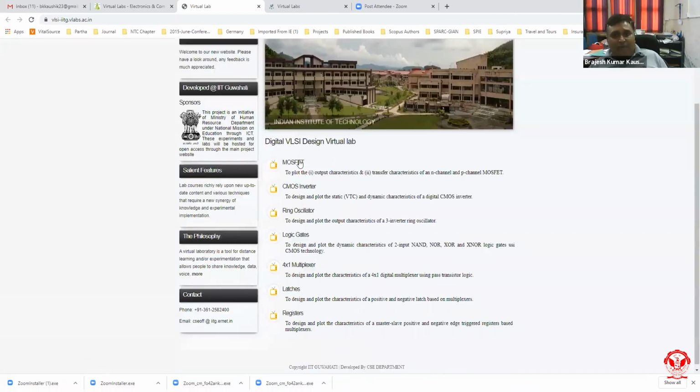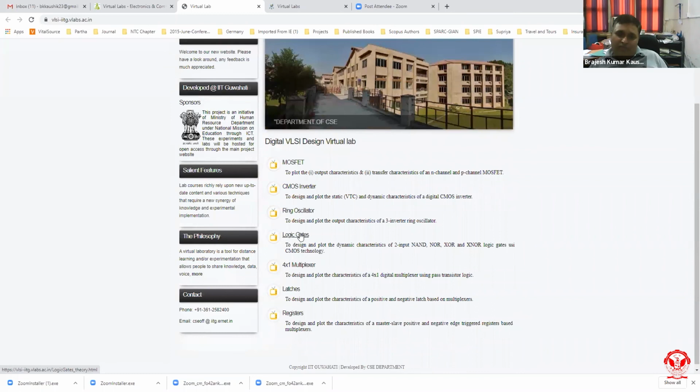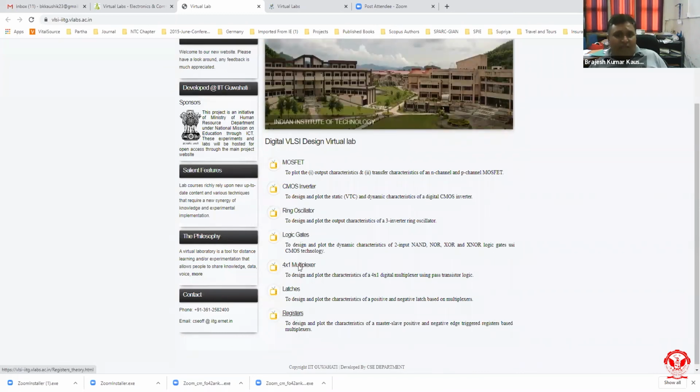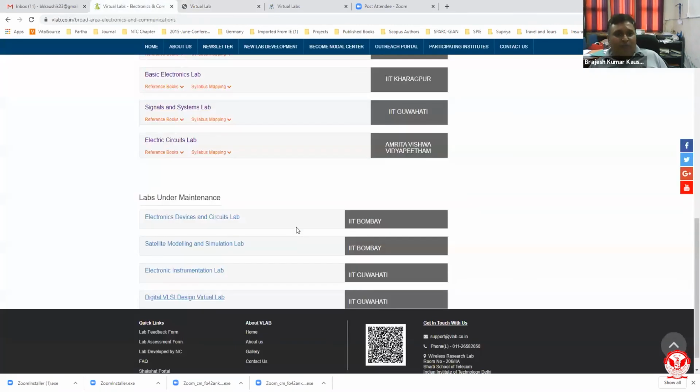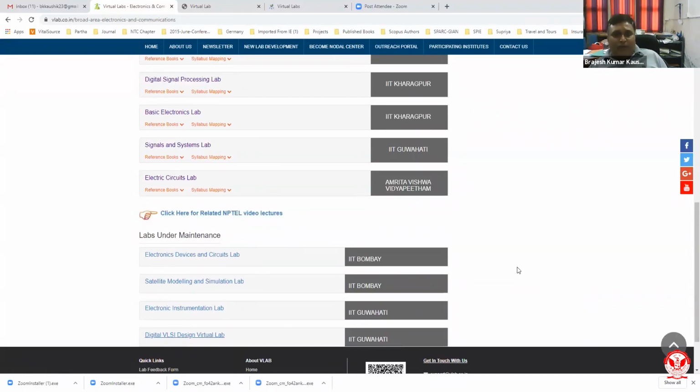You can see that the lab would be catering to the needs of MOSFET, CMOS inverter, ring oscillators, logic gates, multiplexer, then your latches and registers. So all these labs would be available. Also you have a satellite modeling and simulation lab, electronic instrumentation lab, then your EDC, that is electronic devices and circuits lab. All these labs are under development, and I hope most of the people across India would be using it. Not only in India, but outside India also this is being accessed.